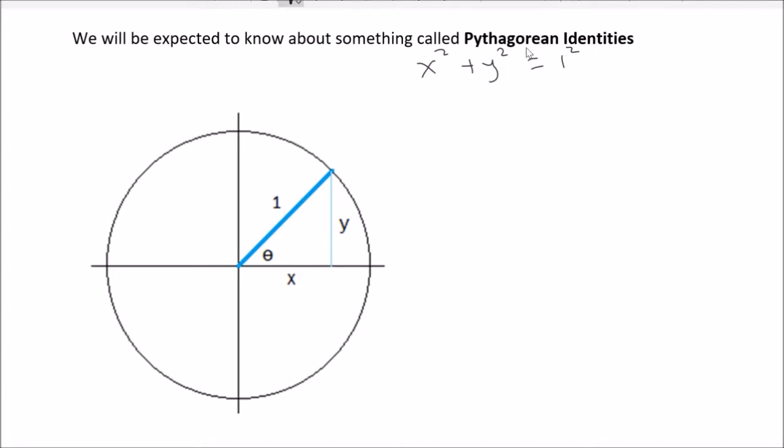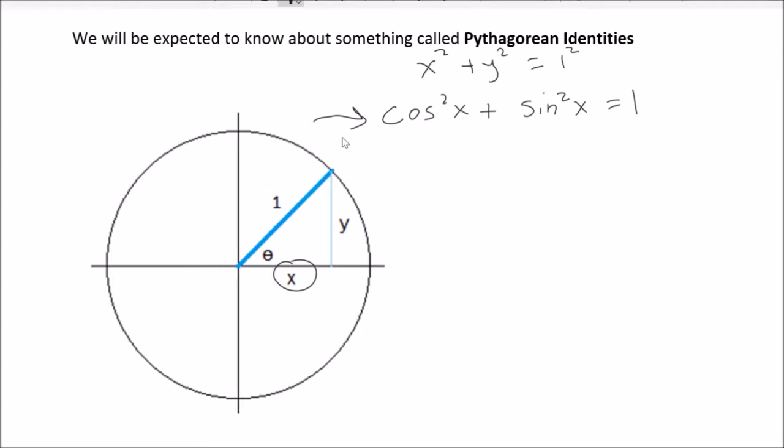So here's what we're going to do with that with trig. We're going to remember that another way of understanding x is a cosine value. So we get cosine squared x plus, and we remember that y is a sine value, sine squared x equals 1 squared, which is 1. So all I've done is I've made substitutions here. x for cosine, y squared becomes sine, and 1 squared is still 1. This is our first Pythagorean identity.